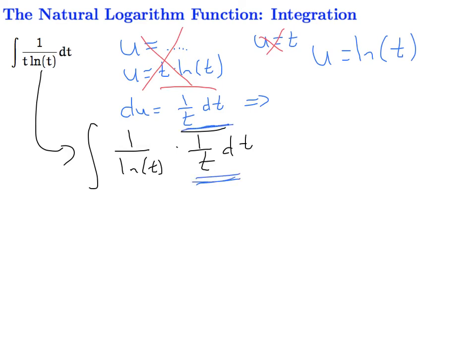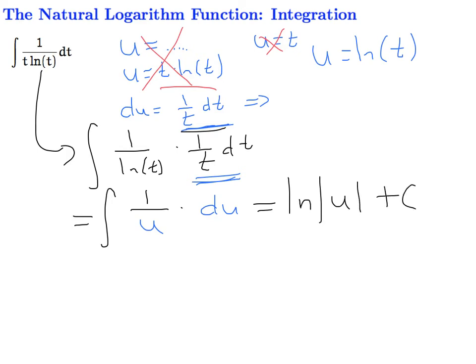Because that's exactly what we can replace with du. So this means I can now rewrite my integral as the integral of 1 over u times du, which is something I know how to integrate because the antiderivative is the natural log of the absolute value of u plus c. Now I just have to replace my u's with my original function and I'm done. So this becomes the natural log of the absolute value of the natural log of t plus c.